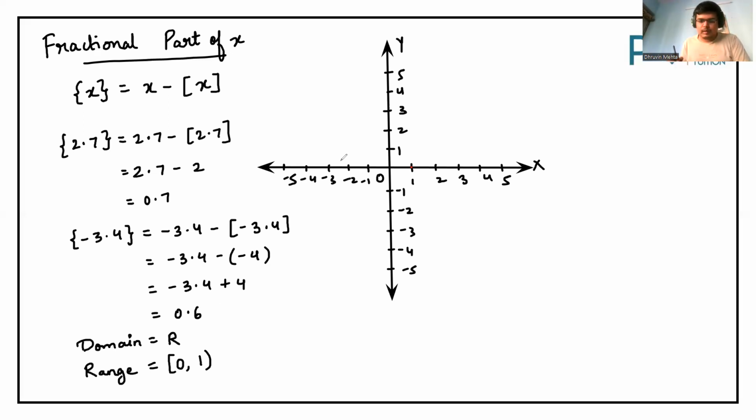अच्छा, इसका ग्राफ अभी देख. So 3 पॉइंट नहीं है. अगर 3.0 में फ्रैक्शनल पार्ट ऑफ 3 है. अच्छा, 3.0 बोल रहा है तो हाँ ठीक है. So this is going to be 0.